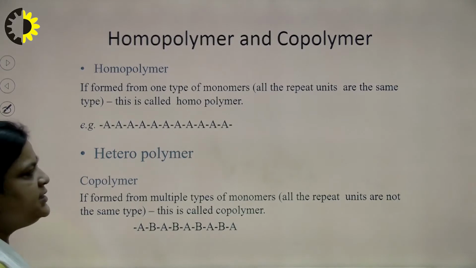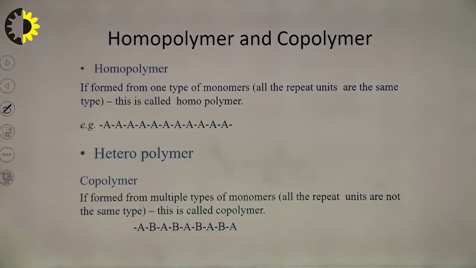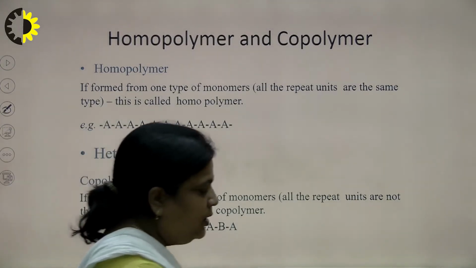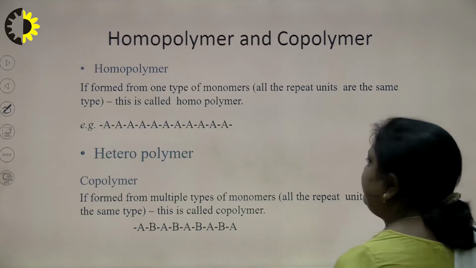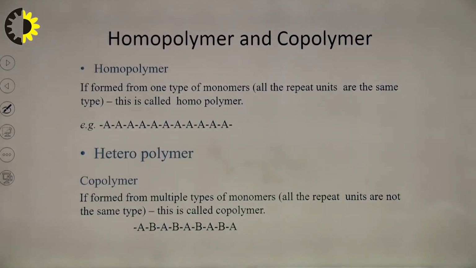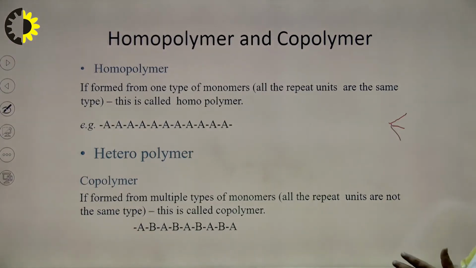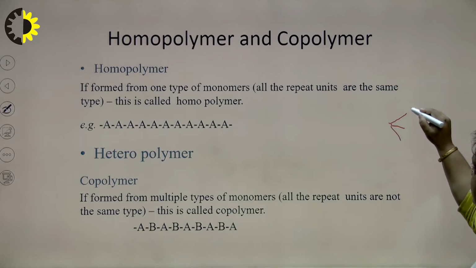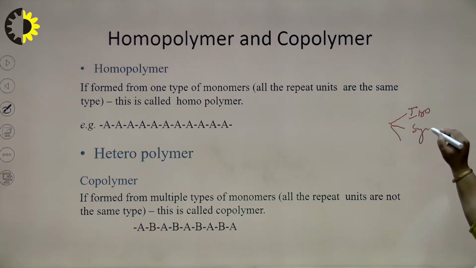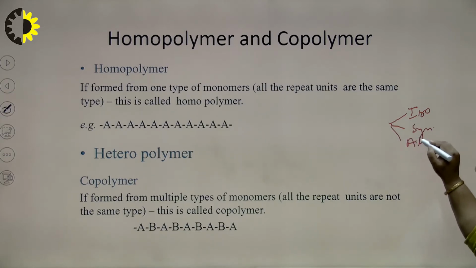In the previous lecture, I finished the topic of classification on the basis of tacticity. Tacticity means basically stereoisomerism, and in this we find that the arrangement of polymers is of three ways. First is isotactic, second is syndiotactic, and third is atactic.